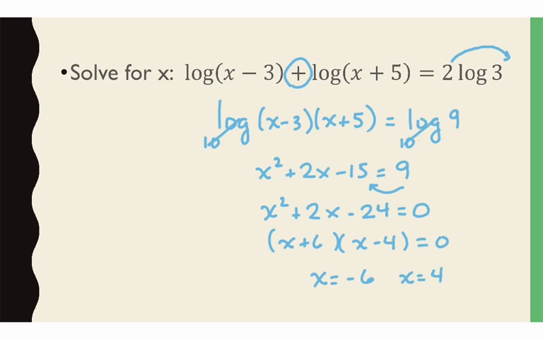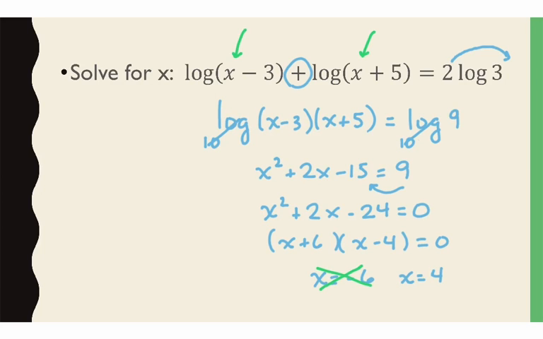But this is where we need to go back and say, wait a minute, are these answers okay? So let's check -6. If I were to plug -6 in for this x at the top, I would be taking the log of -9. We can't take the log of -9. That doesn't even exist. -6 is not an okay answer. In fact, it would be bad in this other log as well because I'd have to take the log of -1, and I can't. Okay, well, let's check on 4 and see if 4 is okay. So in the first log, I would be doing the log of 4 minus 3, or the log of 1.